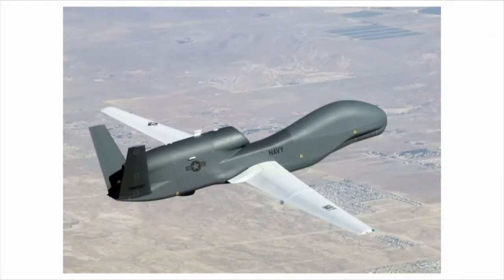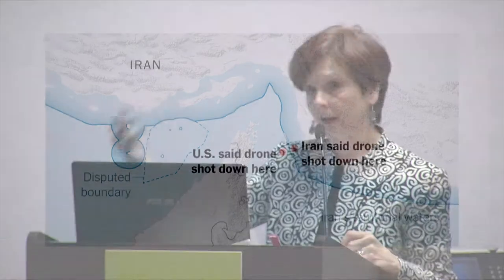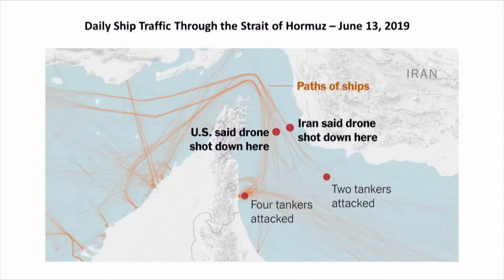And then on June 20th, the Iranians shot down a US surveillance drone. Picture of said drone. The Iranians claimed that the drone had gone into their territorial waters and therefore that they were within their legal rights to shoot it down. The United States said no, the drone was in international waters, so this is an act of aggression on the part of the Iranians to shoot that down.